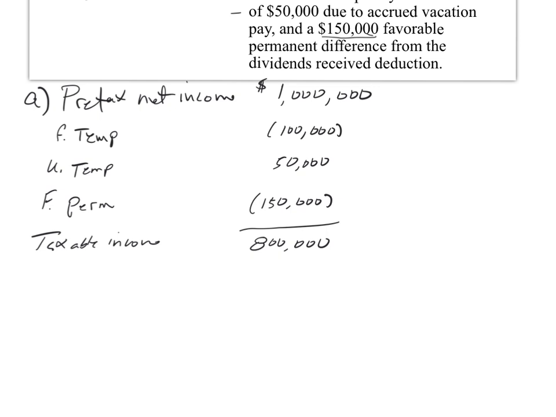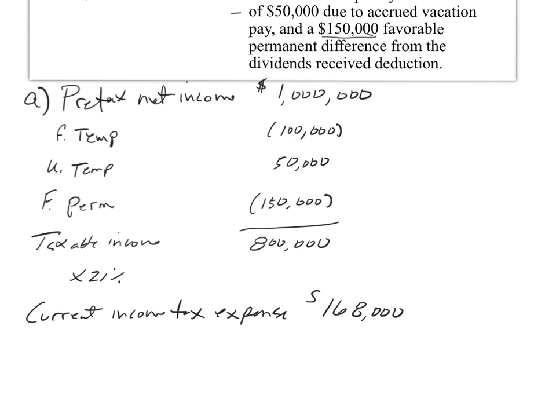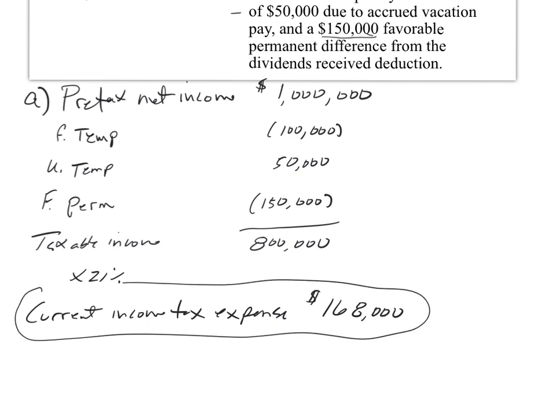$800,000. And now we know that our statutory rate is 21%. So we multiply our taxable income by our 21%, and that is going to give us our current income tax expense, which is $168,000. And this is our answer to part A.